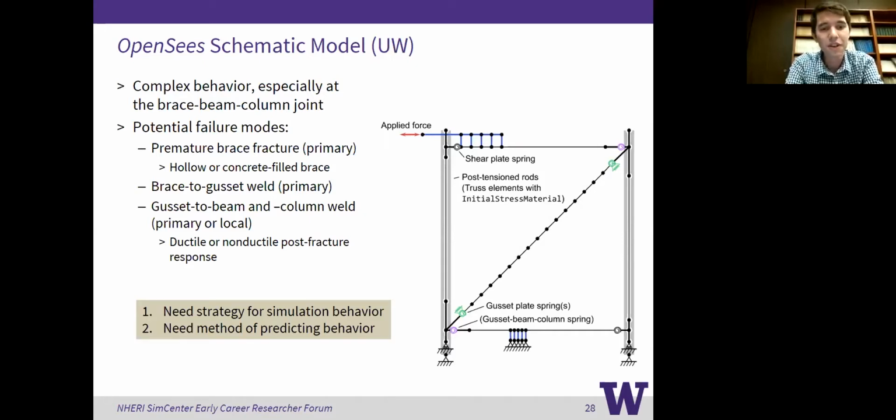Okay, and so in order to perform these simulations, we need a strategy first for simulating their behavior. And then after we feel comfortable with our simulation approach, we need a method for predicting that behavior in the future. Okay, and that's going to be important as we try to expand our experimental simulation models out into a full building model.